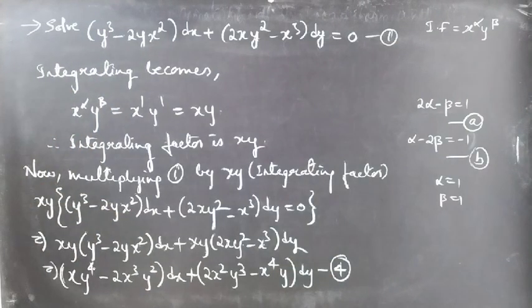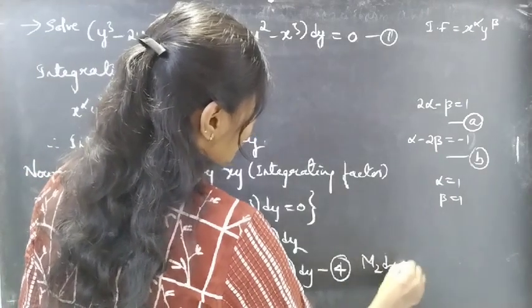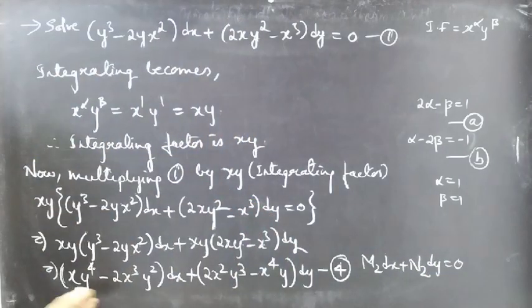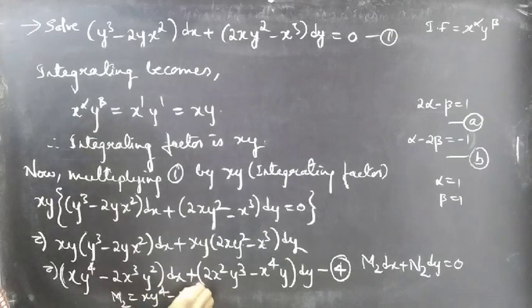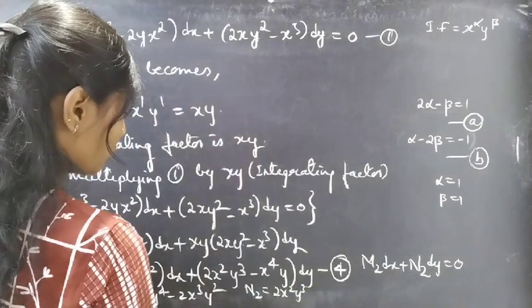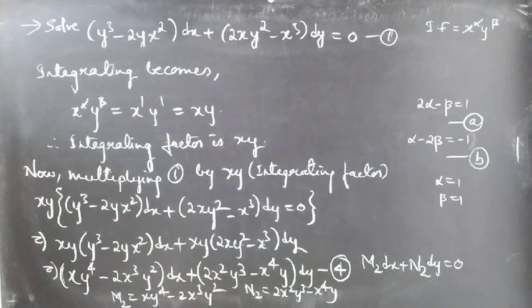See, this is also in M dx plus N dy form. So let's consider it as M2 dx plus N2 dy equal to 0 form, where M2 is x y power 4 minus 2x cube y square, and N2 is 2x square y cube minus x power 4 y. Now let's see whether equation 4 is exact or not.